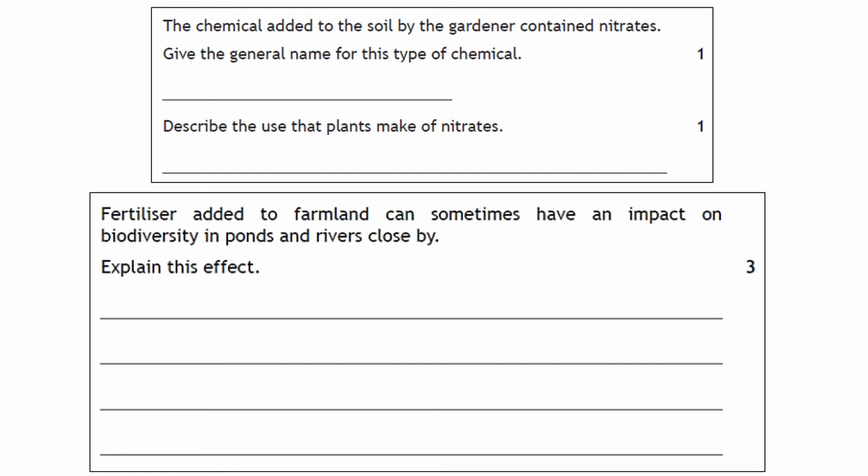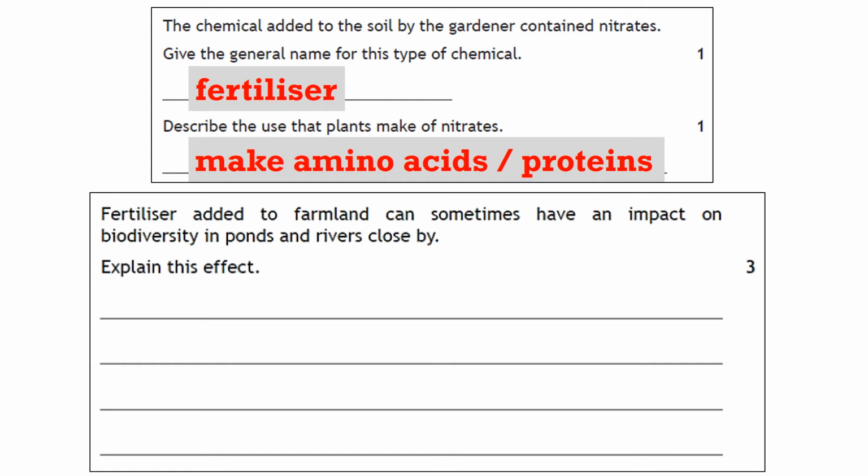Okay, here's a past paper question to have a go at. So try this. Press pause and do this. So the first one, the chemical added to the soil by the gardener contains nitrates. Give the general name for this type of chemical. So that is a fertilizer. Describe the use that plants make of nitrates. So they use it to make amino acids, or you could use it to make proteins.